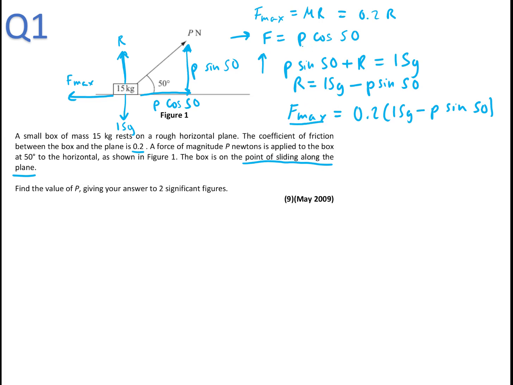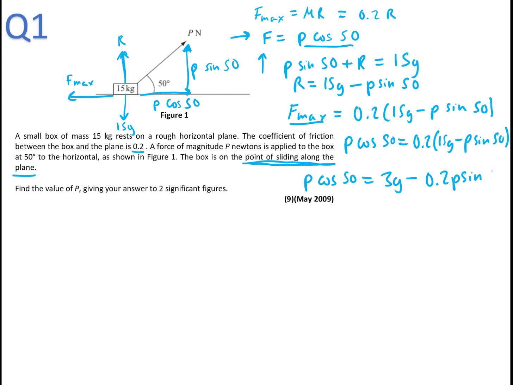Now we know this F max is going to equal P cos 50 because it's on the point of sliding along the plane. So we can say P cos 50 now equals the above, which is 0.2 (15g minus P sine 50). That's just wonderful. Now if we want to isolate P, we need to expand and make P the subject. So expand the bracket: P cos 50 equals 0.2 times 15, so that's a fifth of 15, so that's 3g, minus 0.2 P sine 50. Let's bring this over to the other side, so we get P cos 50 plus 0.2 P sine 50 equals 3g.